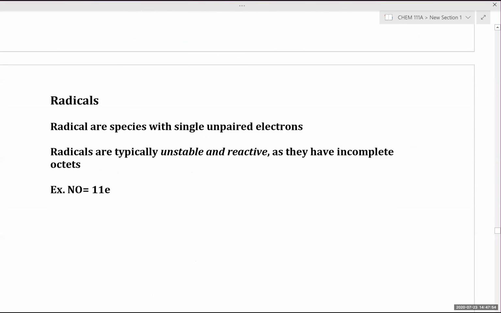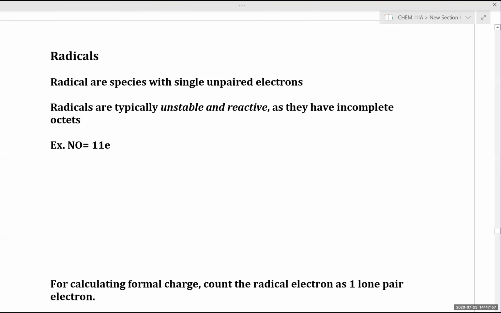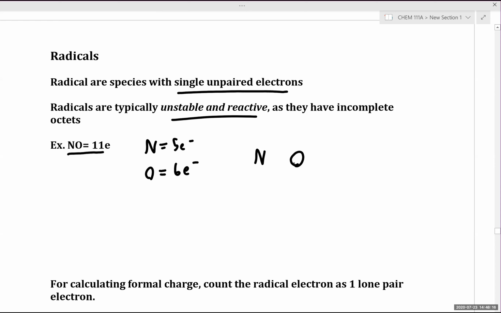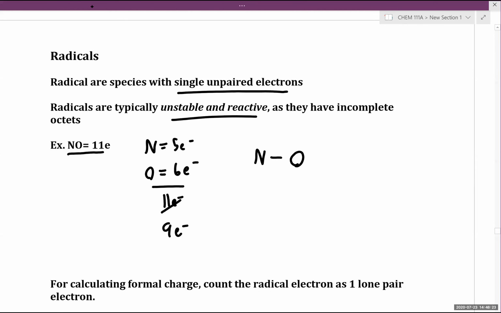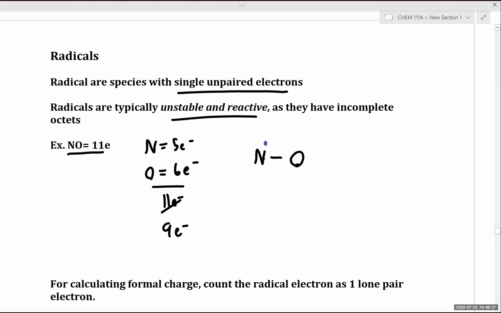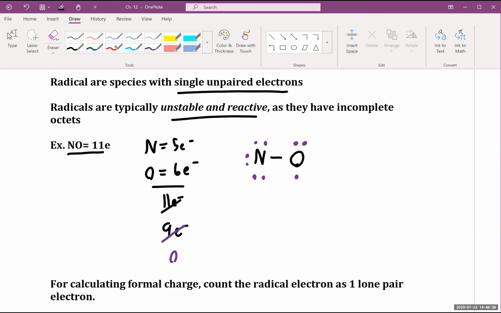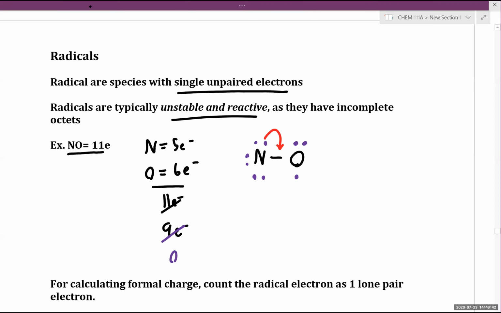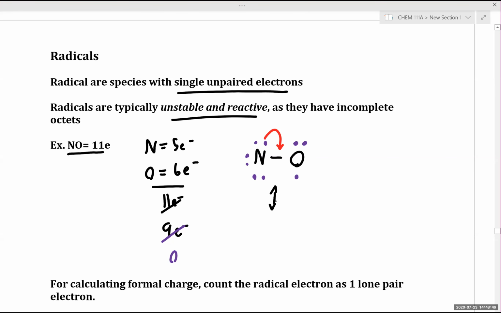Okay. So let's keep going now and let's talk about radicals. So radicals are species with a single unpaired electron. They're typically unstable and reactive. So for example, nitrogen monoxide: nitrogen contributes 5 electrons, oxygen contributes 6 electrons. So we place nitrogen and oxygen. We form one bond, which leaves us with 9 electrons. We then place our lone pairs on nitrogen, followed by oxygen. So we've used up all of our 9 electrons, and now we form an additional bond that in turn gives us the following structure.